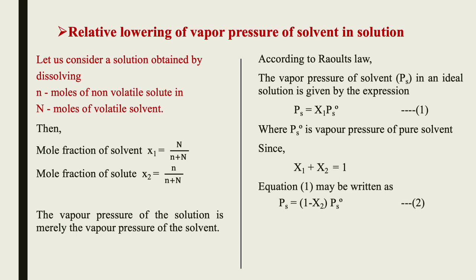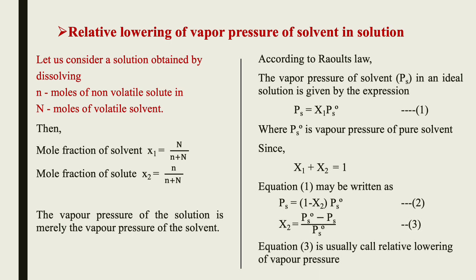Since x1 plus x2 equals 1, because if you add the two mole fractions of solute and solvent, it has to come to 1, if you put this into equation 1, you can rewrite that equation this way. Ps equals (1 minus x2) times Ps naught. That is equation number 2. So x2 equals (Ps naught minus Ps) divided by Ps naught, equation 3. Equation 3 is usually called the relative lowering of vapor pressure.